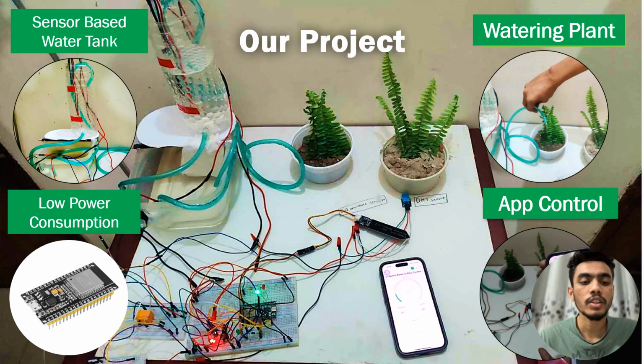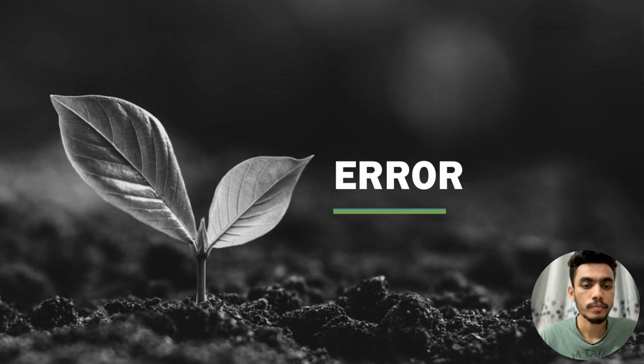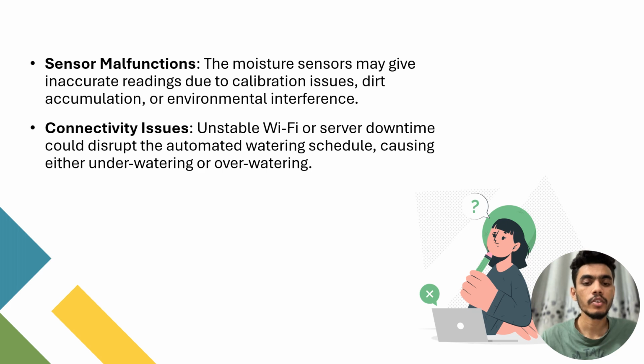This is the full project picture. When we were demonstrating our project, we faced some errors. Errors like sensor miscalibration: the moisture sensor may give inaccurate readings due to calibration issues, dust accumulation, or environmental interference. Another is a connectivity issue. Unstable Wi-Fi or server downtime could disrupt the automated watering schedule, causing either underwatering or overwatering.